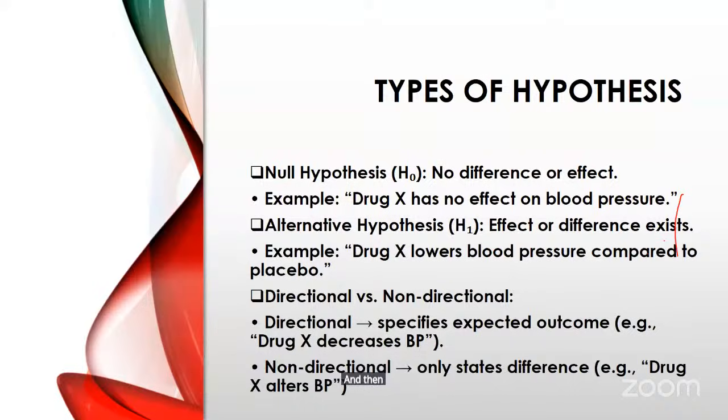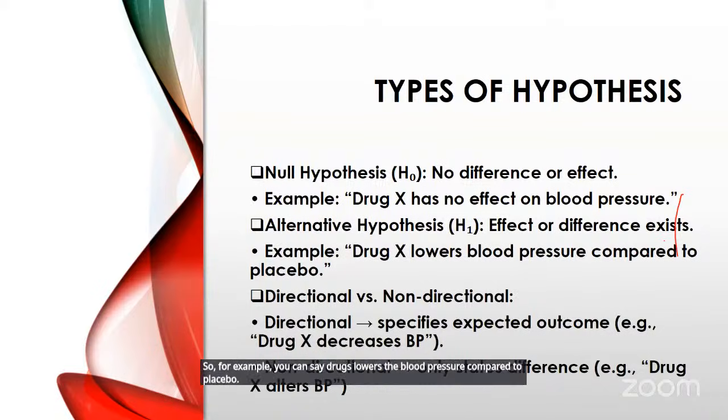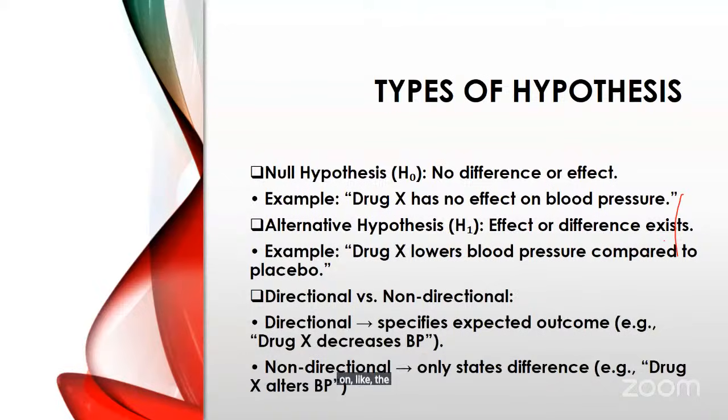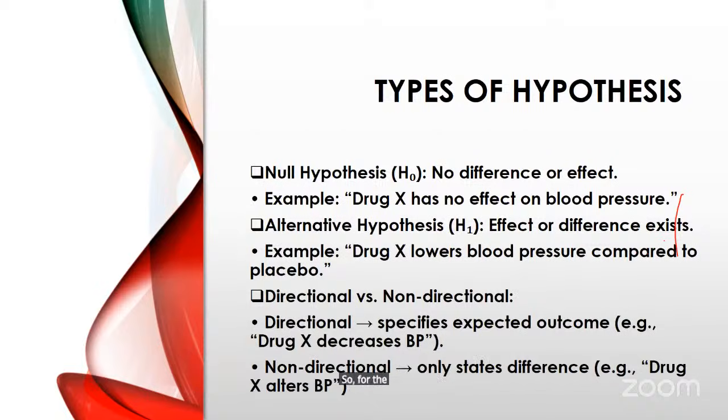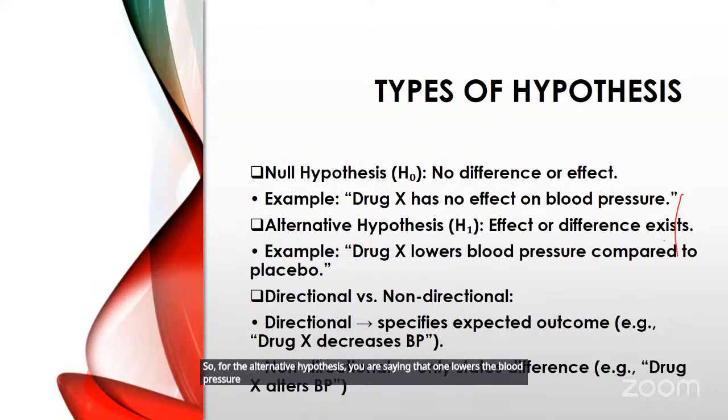And then we have the alternative hypothesis, which is denoted by H1. You are saying that an effect or difference exists between the two entities. So for example, you can say drug X lowers the blood pressure compared to placebo, unlike the null hypothesis where you are saying there's no difference between drug X and placebo. So for the alternative hypothesis, you are saying that one lowers the blood pressure or one is better compared to the other one.